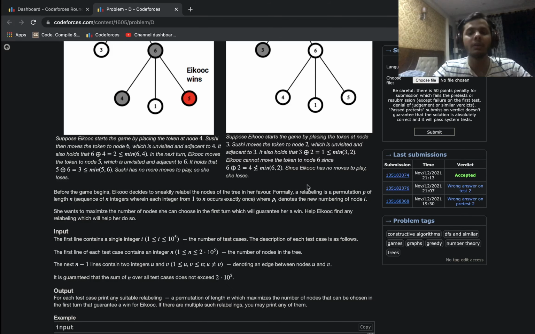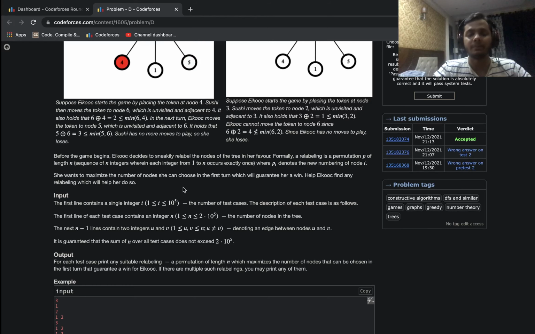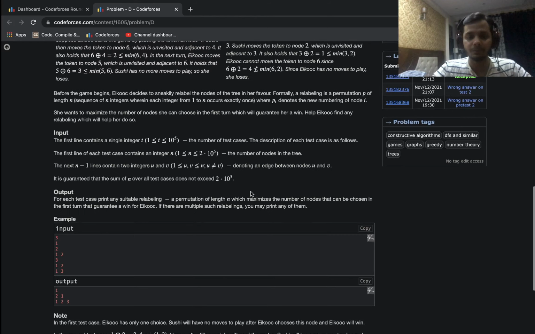But your final goal is that while you reorder all the elements of the tree, the condition should be that you have to reorder it in such a way that whichever starting node you pick, it is highly probable that the first player is going to win. What I mean by that is I want to maximize the number of nodes that will guarantee a win for player 1. So that is my final goal here.